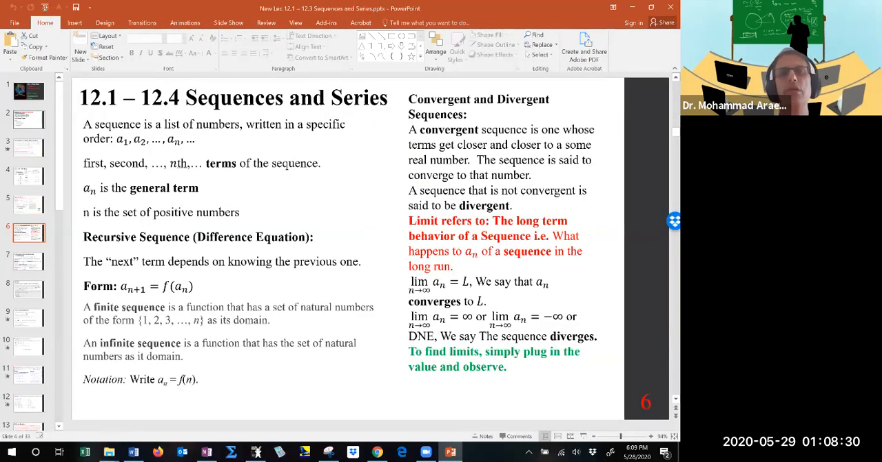As far as sequences and series, we started defining it. Sequence simply refers to a list of numbers, and it could be convergent or divergent depending upon what happens if you take a limit. That topic is coming up in the next course.